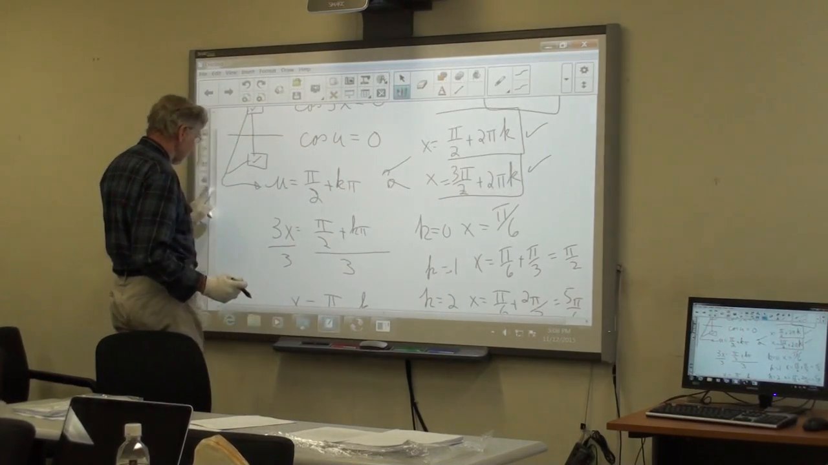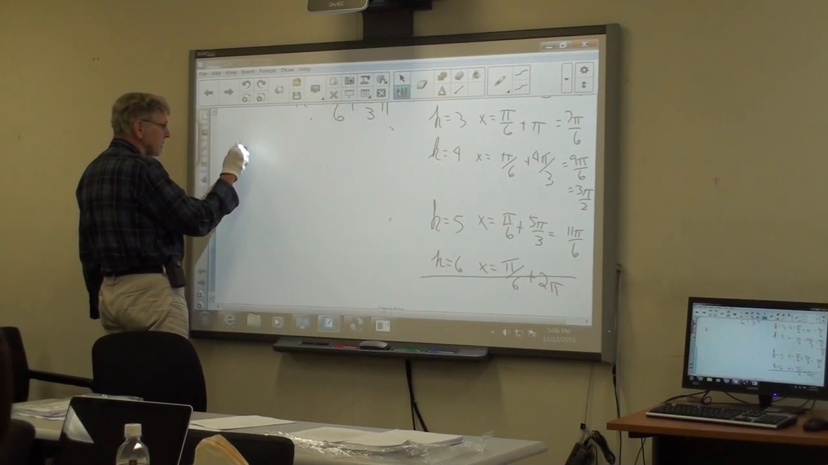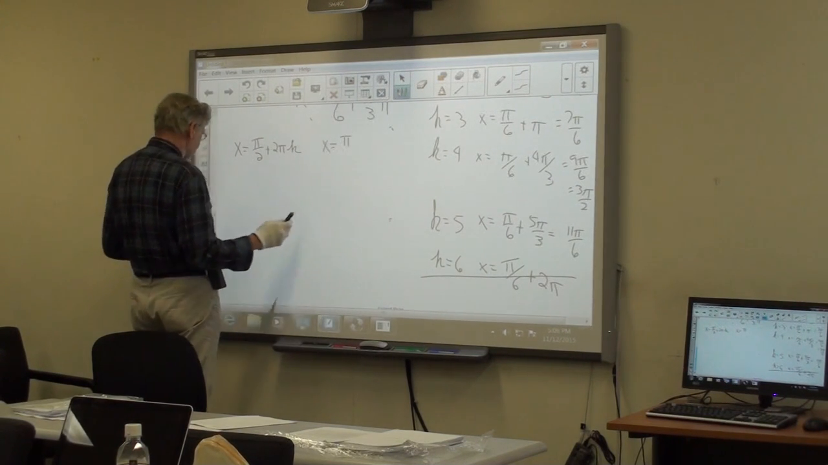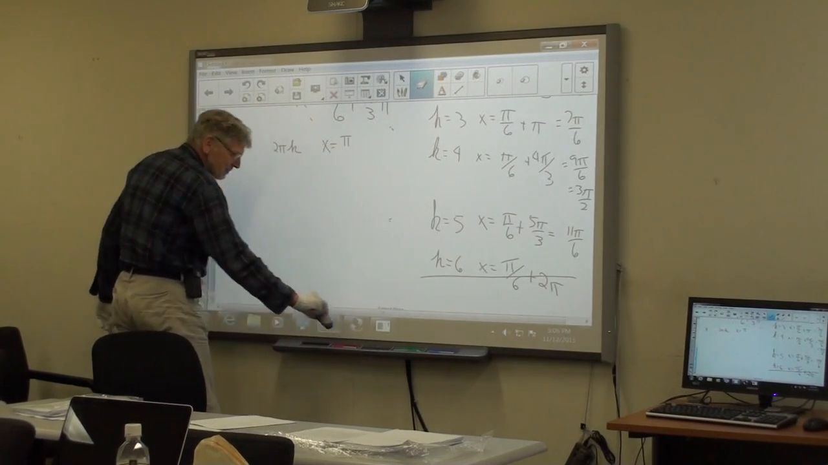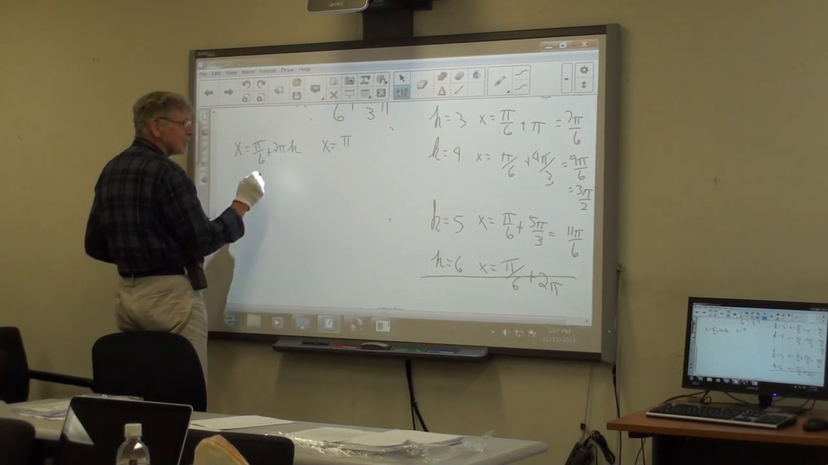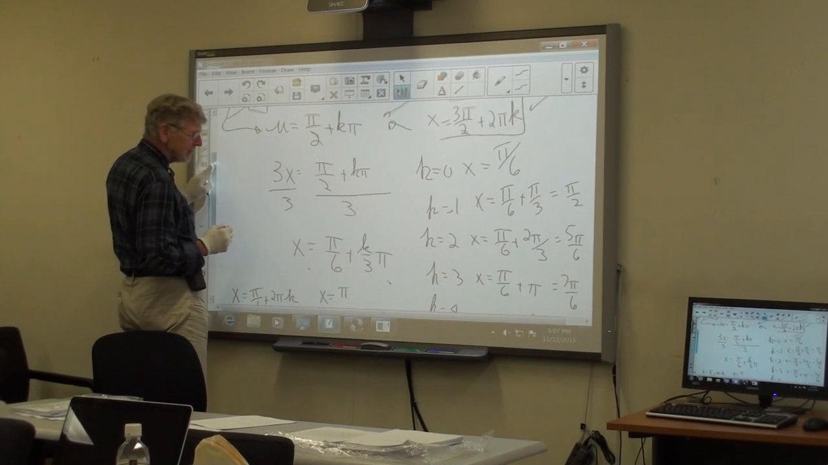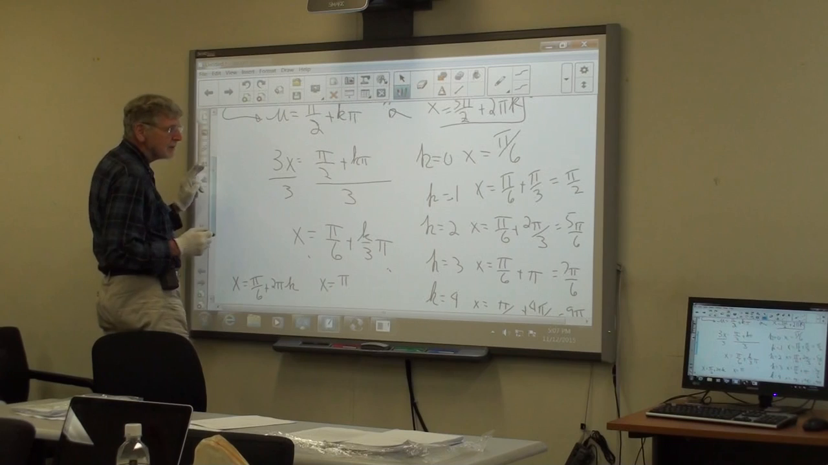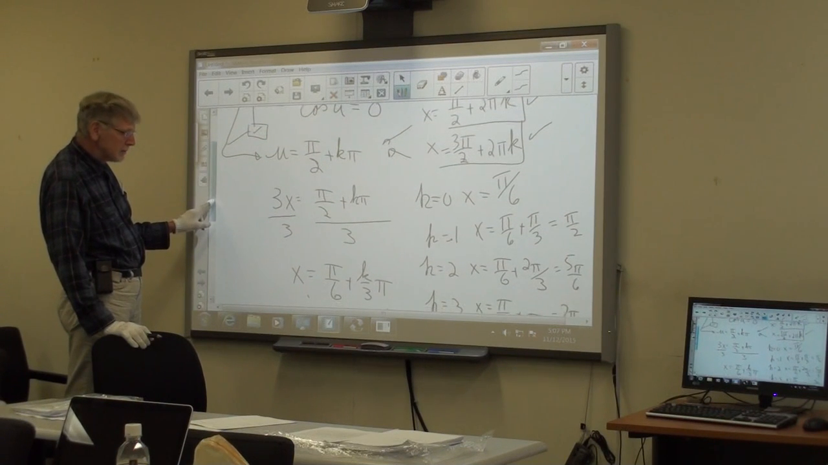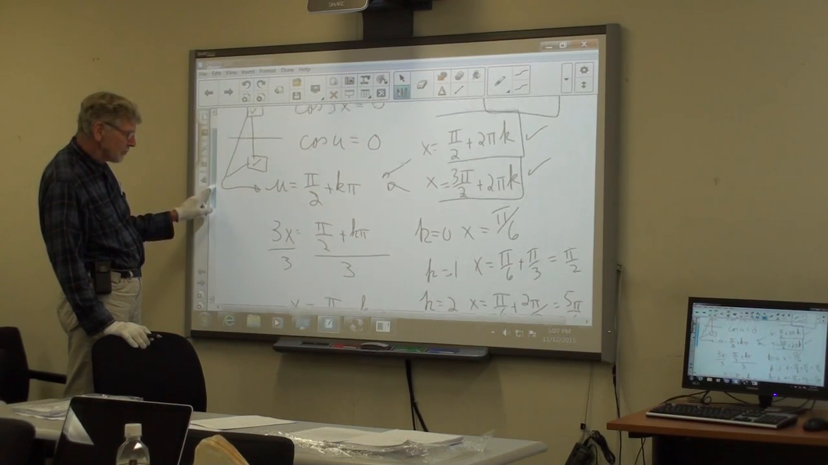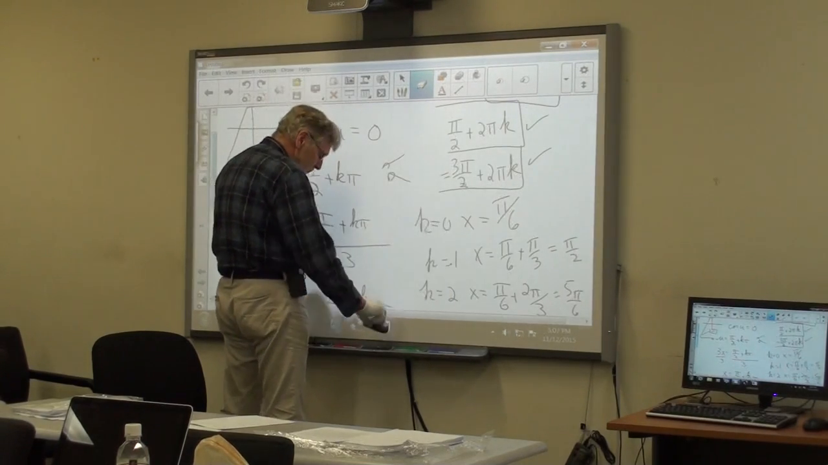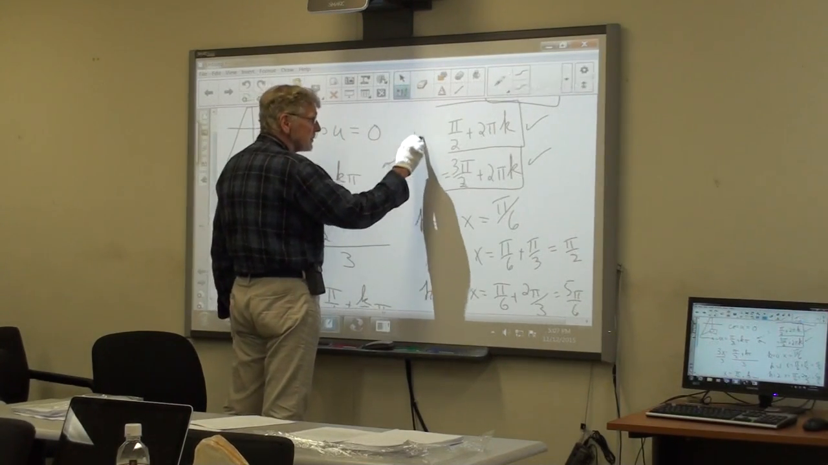So now let's work them out as two families. The first family is that x equals pi over 2 plus 2 pi k. The second family is x equals pi over 6. It was pi over two and two pi over two, because we're doing the cosine of zero. Oh yeah, you're right. I have to do some more algebra first. These are my two families.